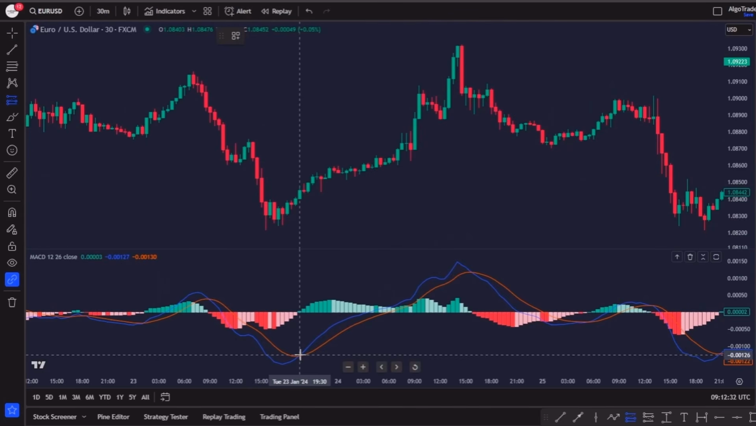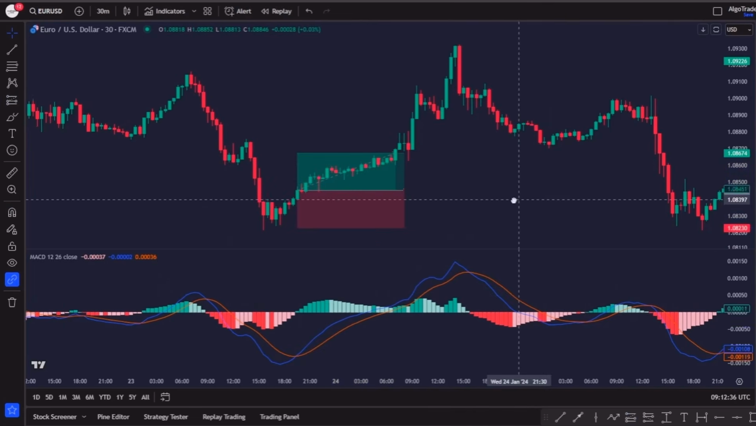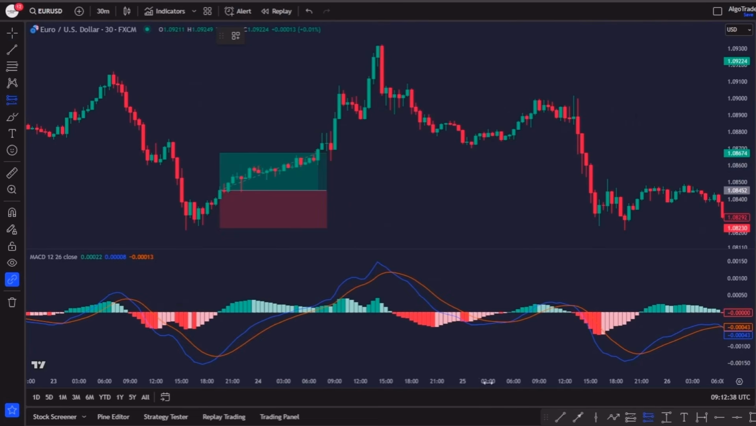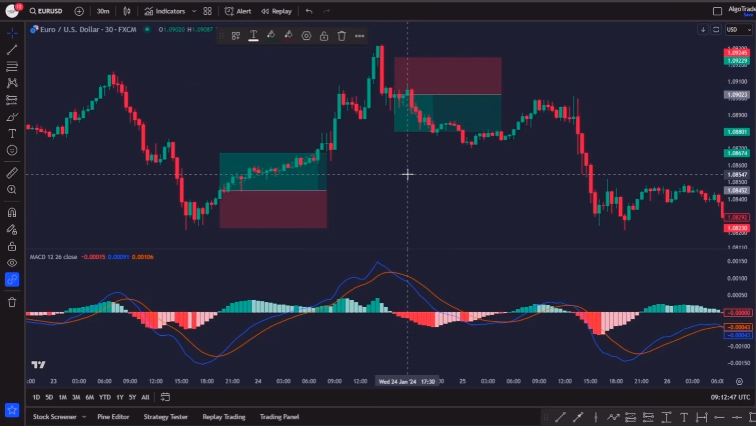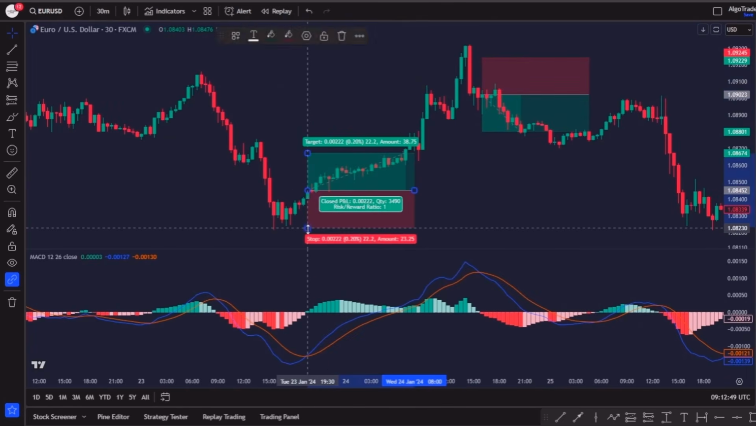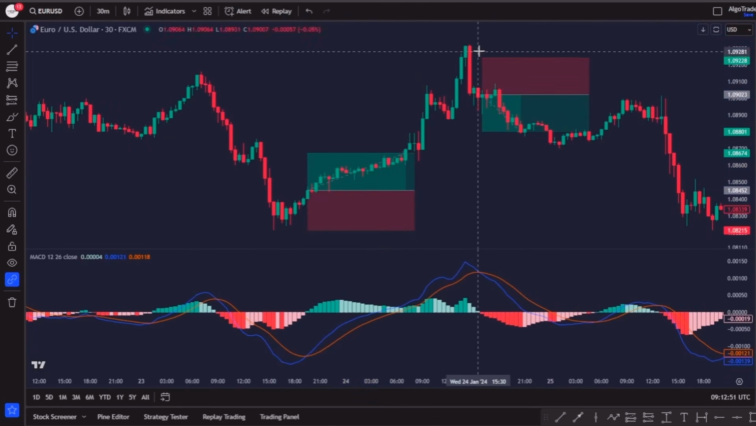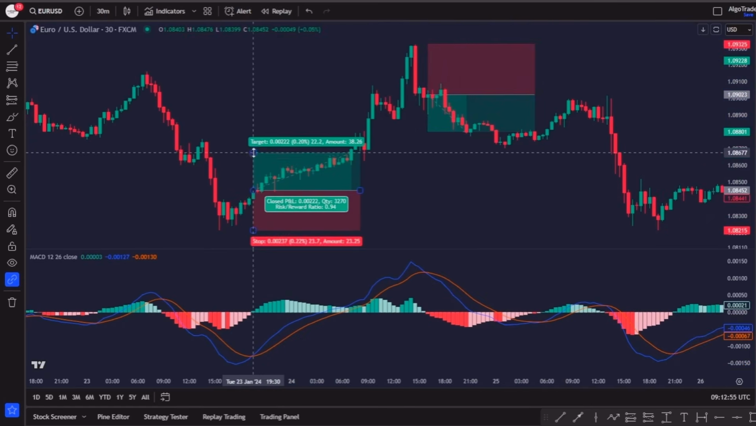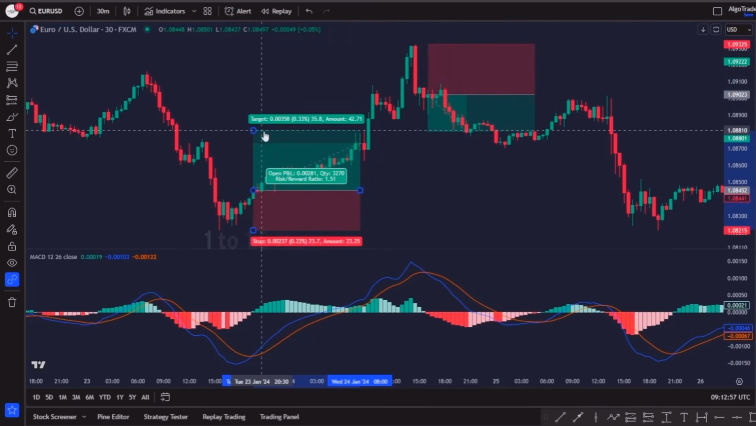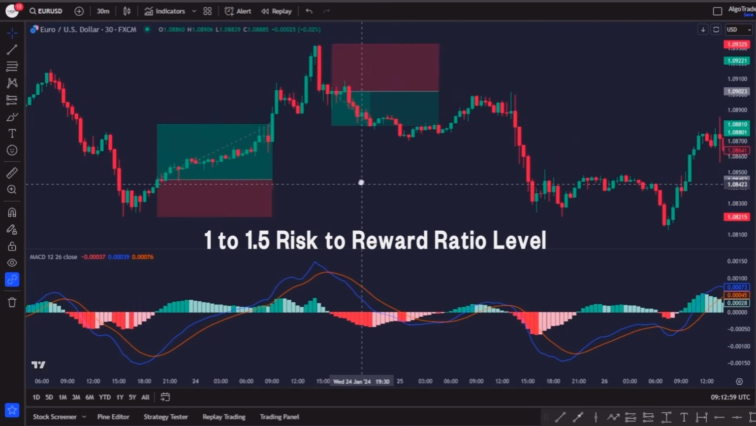A long position will be taken whenever a buy signal occurs below the zero line of the histogram, like in this example, while a short position will be taken whenever a sell signal happens above the zero line of the histogram. For stop loss placement, we'll use the last swing low for long positions and the last swing high for short positions. The take profit will be fixed at the 1 to 1.5 risk-reward ratio level.